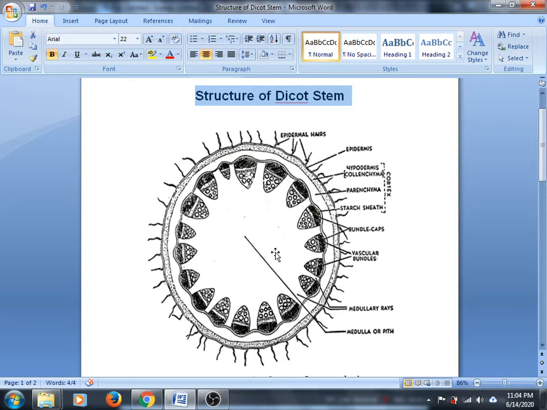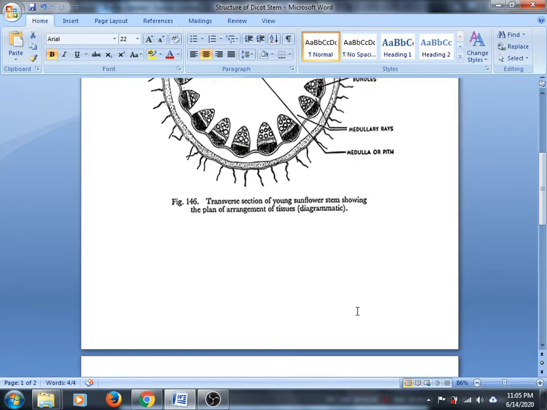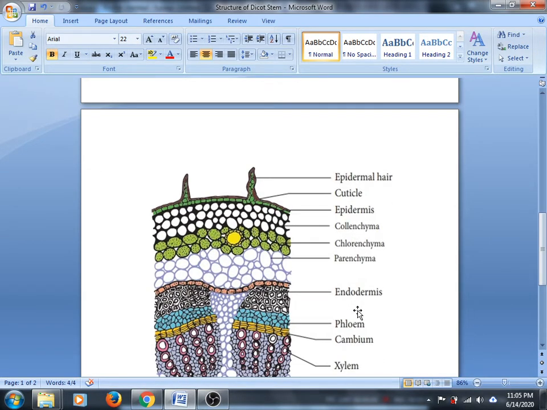In monocot stems, there is a fibrous root system. Leaves have parallel venation. So these are the differences. They have one cotyledon. Now we will discuss the structure of the dicot stem. This is the ground plan of the dicot stem. We take a sunflower stem and make a cross section. When we look at it under a microscope, it looks like this, and now we will explain the dicot stem in detail.